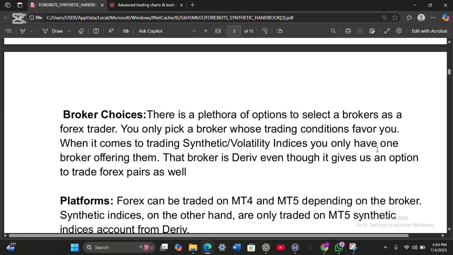But when you want to trade the synthetic indices markets, the only broker that offers them is Deriv. So you have to open your Deriv account. Deriv is a broker where you can trade both synthetic pairs and forex pairs. So I strongly recommend Deriv.